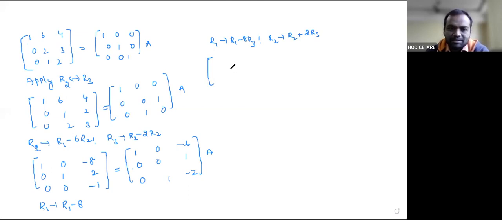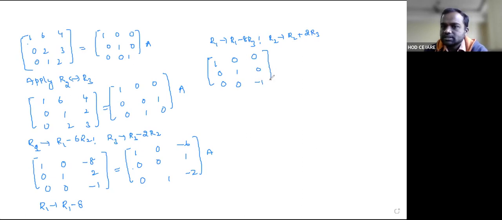We are making the R1 change, R1 minus 8 R3. So 1, 0, 8 (minus minus of minus, plus 8), 0, 0, 1. 1 comes, right? We said 2 R3. Okay, 1 and 0. Next, 0, 0, minus 1.